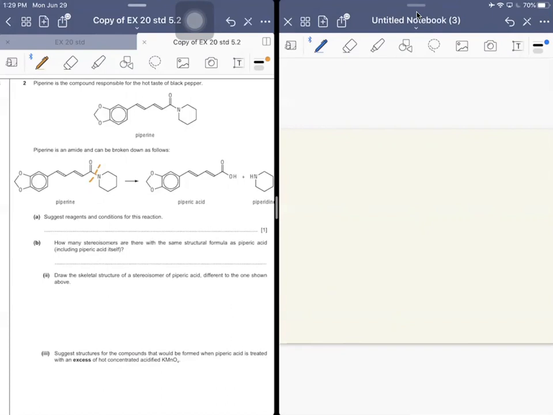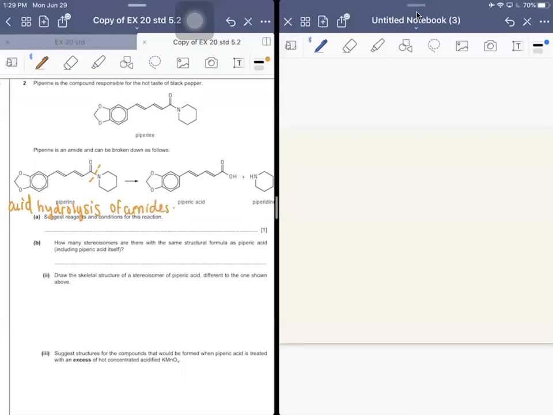Suggest reagents and conditions for this reaction. So you will have a look at the hydrolysis, acid hydrolysis. There are 2 types. The acid hydrolysis is easier compared to the base hydrolysis, because base hydrolysis would require an extra step. Acid hydrolysis of amide. Please look into your notes for this, reagents and conditions.